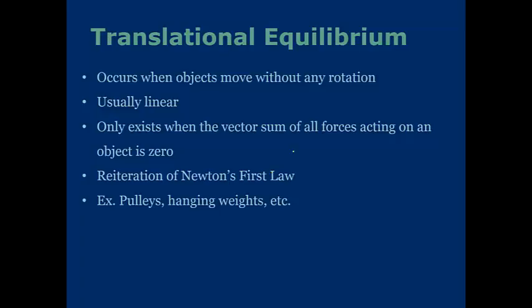So, like I drew in the previous slide, if I had a weight that was being held up by a rope, this would be an example of a translational equilibrium. Another example that's a little bit more complicated is if I were to have an object that was being pulled in multiple directions. If all these forces net to zero, then this object would technically be in equilibrium.